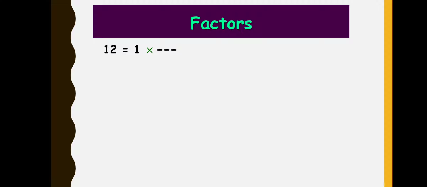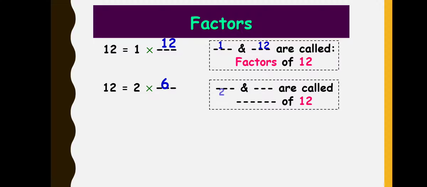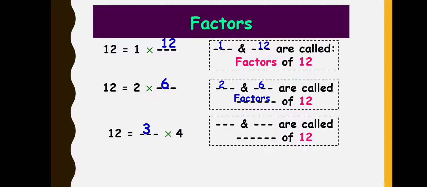If I told you 12 equals 1 times what? Give me 12. Okay, 1 times 12. So we can say that the 1 and the 12 are factors of number 12. Okay, 12 equals 2 times what? 2 times 6. So 2 and 6 are the factors of 12. 12 equals 4 times what? 4 times 3. Super. So we can say that the 3 and 4 are factors of 12.